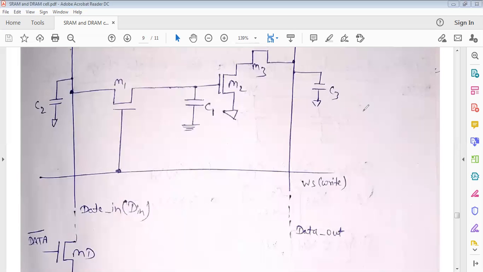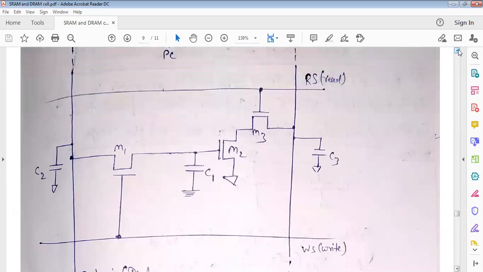Now you want to read something. So if you want to read from here, you will turn on this RS signal. When this RS signal is turned on, this M3 transistor will be on. And remember, this is already charged up to voltage VDD.